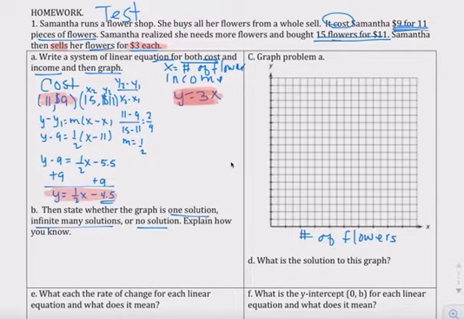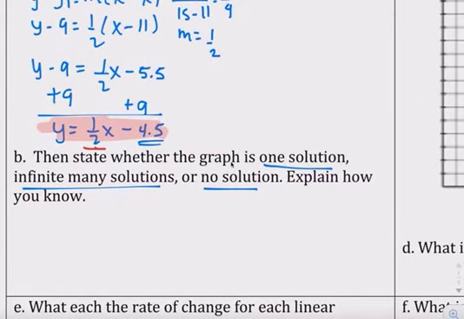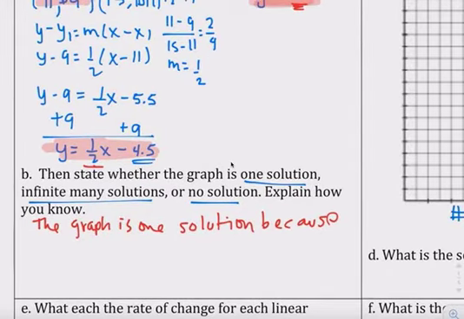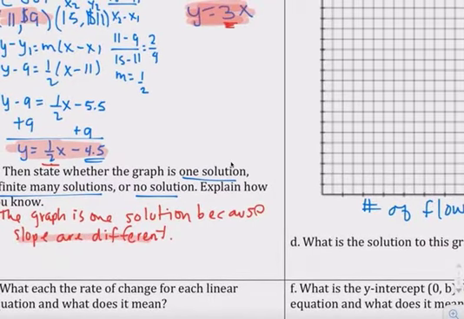Okay, explain how you know. Let's see. We know it's going to be one solution because the slopes are different. See that? The numbers next to x are different. The graph is one solution because the slopes are different. That's all you need to explain with one solution. The y-intercept can be the same or different, doesn't matter, but the slope must be different. The coefficient next to x must be different in order to have one solution.